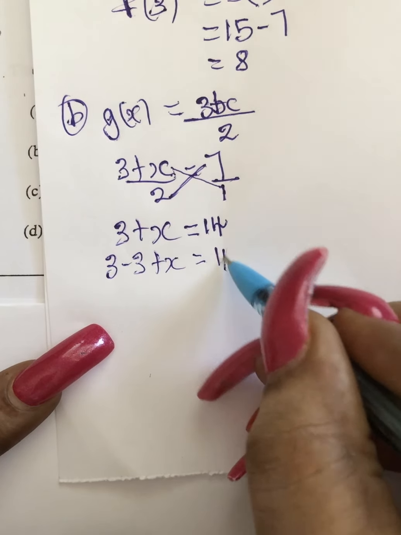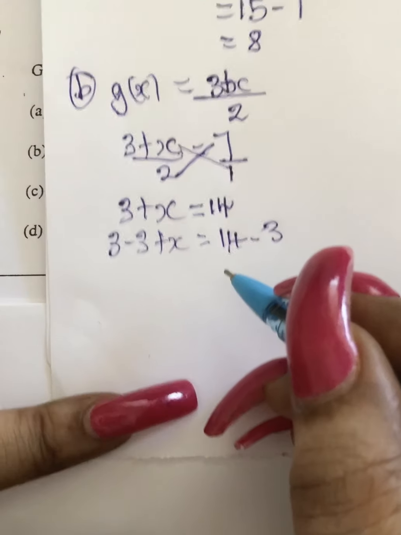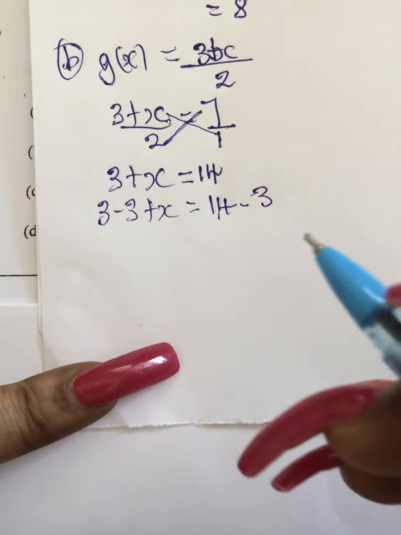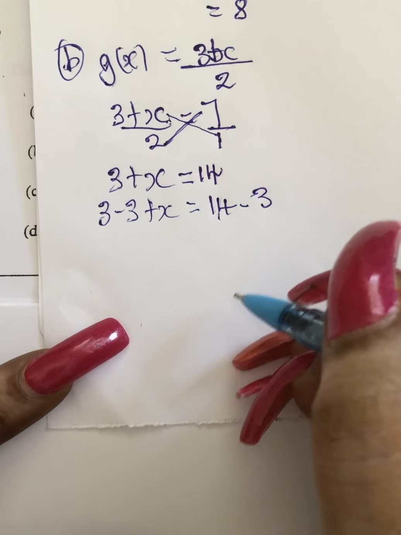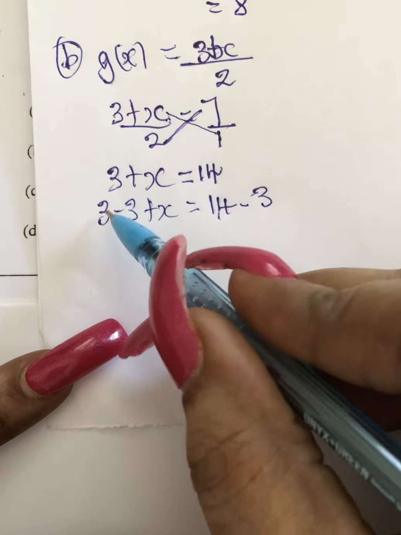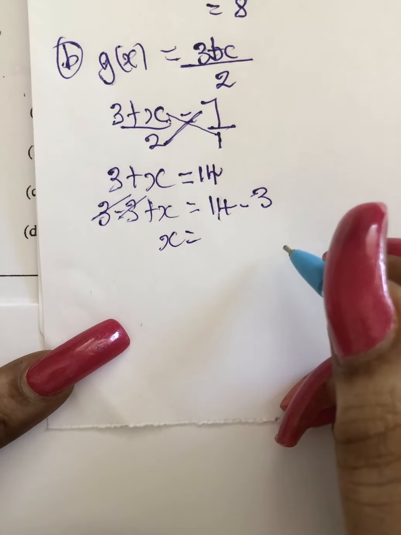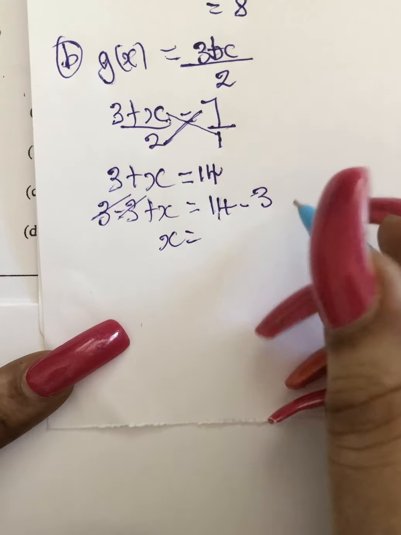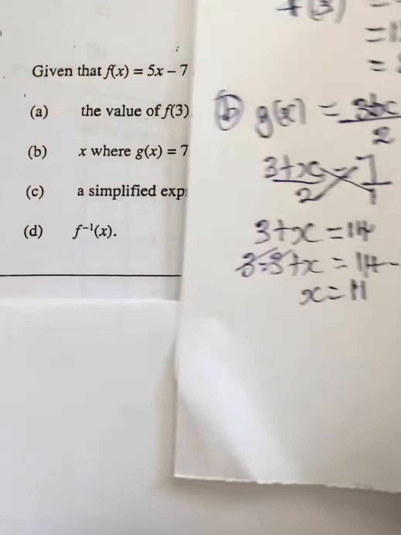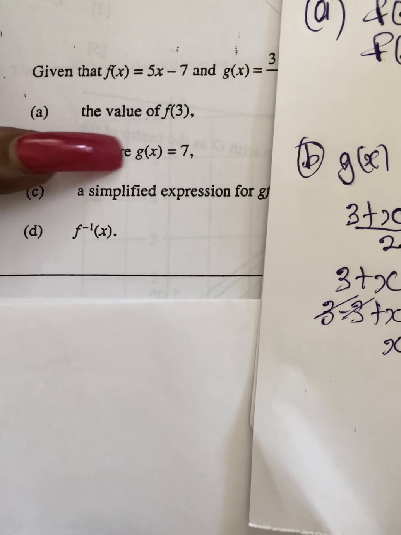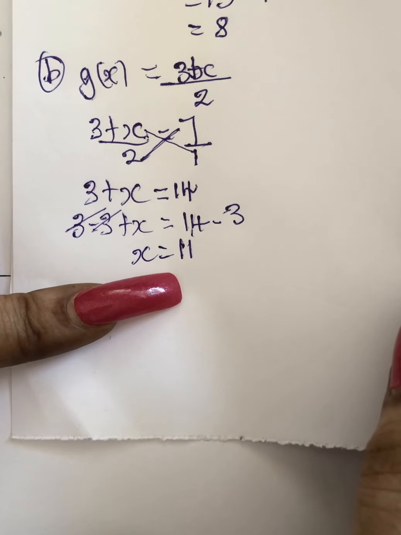And if I do it on one side, I must do the exact same thing on the other side of the equation. This is called the balancing method. Remember, it is not the only method that we can use. So when we subtract, we will get 0, and that is going to cancel itself. And 14 minus 3 leaves us with 11. So the value of x here for part B is 11.